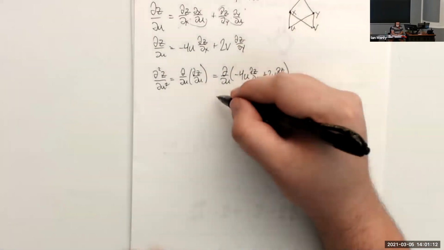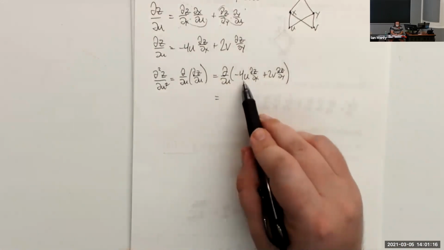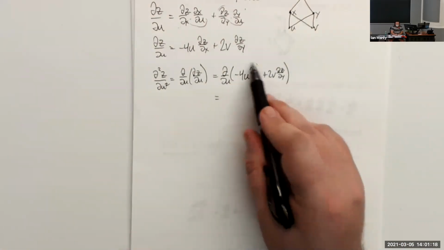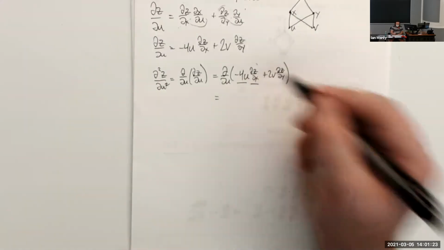All right, so let's see here. Let's try to do this derivative. So for the first part, let's do the u derivative of this term. So we have negative 4u times dz dx, right? So that means since we have two things multiplied together, we're going to do a product rule here.